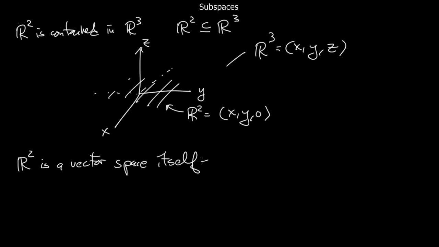R2 itself is a vector space, and so you have one vector space sitting inside another, and that's simply called a subspace. So R2 is a subspace of R3, and that's the basic example. So let's give the actual definition.